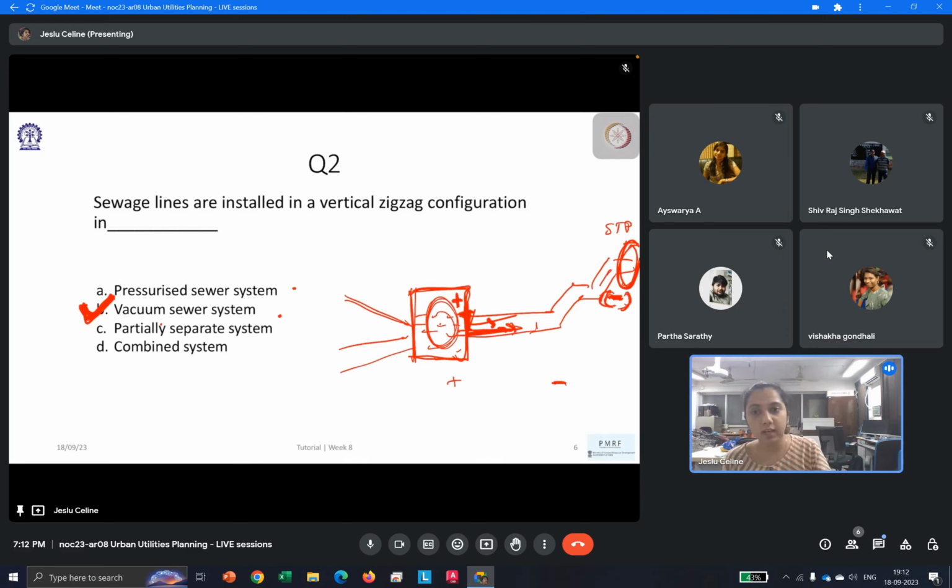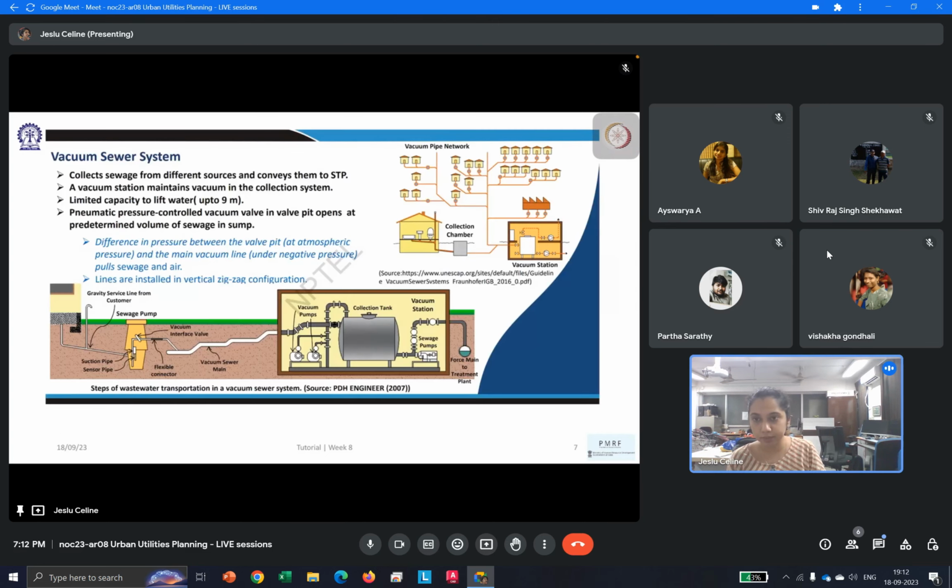And now why a zigzag configuration is needed is the main concept. The pressure head is developed over here and the low pressure is developed at this end. In order to maintain this pressure difference, the high pressure and the low pressure which is developed in this central region, you need a zigzag configuration. We'll go into the details so you can understand that a bit better. So yeah, this is the vacuum sewer system.